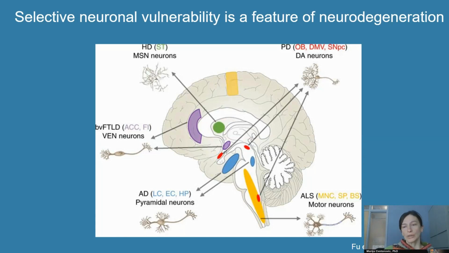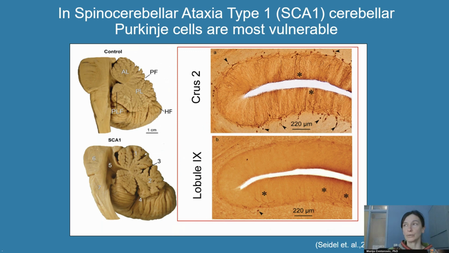Now, one thing you can notice is that there's this brain region at the bottom called cerebellum, and we do not have any specific neurons listed here. This is not accurate. In diseases such as spinocerebellar ataxia, cerebellar Purkinje cells are most vulnerable. Here you have the cerebellum of a control patient, and the cerebellum contains most of the neurons in the human brain. Below it, in SCA1 patients, you see a lot of spaces in which cells are missing.